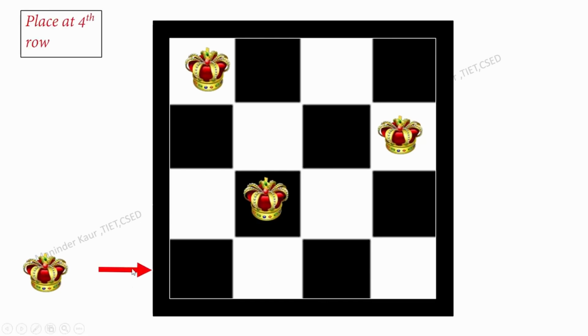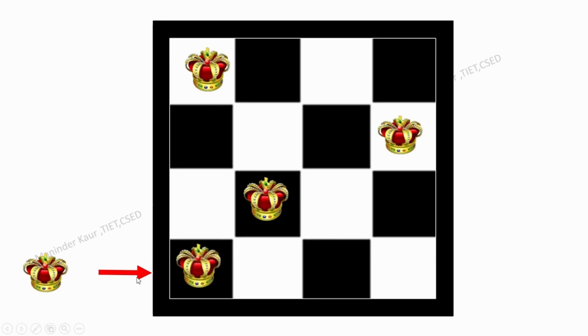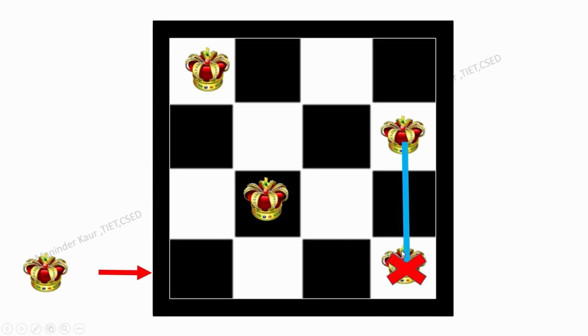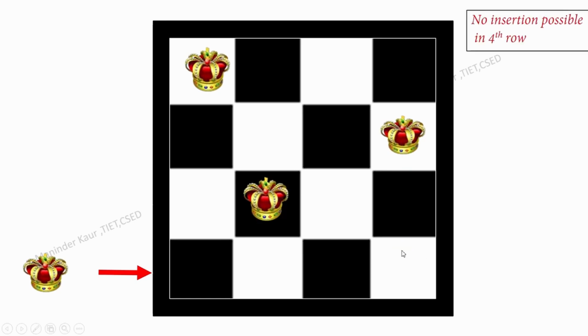So next is positioning of the fourth queen in the fourth row. Now if you start positioning in the fourth row, first column, this is not the appropriate position because there will be a diagonal attack. Now if you move it forward and try to place the queen at this position, there will be a vertical attack. If you move it further to the next column, there will be again a diagonal attack. If you move it forward, there will be again a vertical attack. That means the insertion at the fourth row is not feasible for the fourth queen.